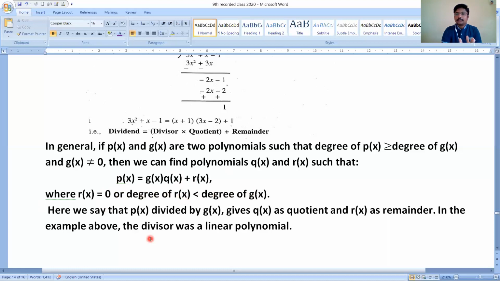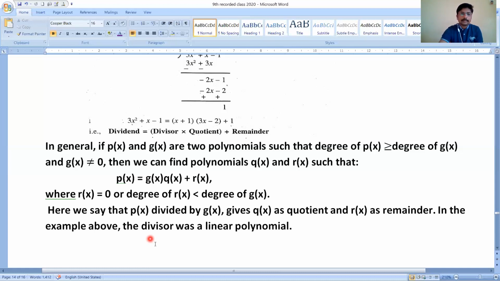Dear students, you have to keep it in mind. p of x is the dividend, g of x is the divisor, q of x is the quotient, and r of x is the remainder. r of x is equal to 0. It is possible only in a linear polynomial. In the next theorem we will consider the remainder theorem. It is only meant for linear polynomials.